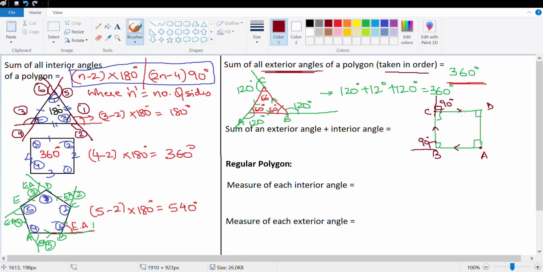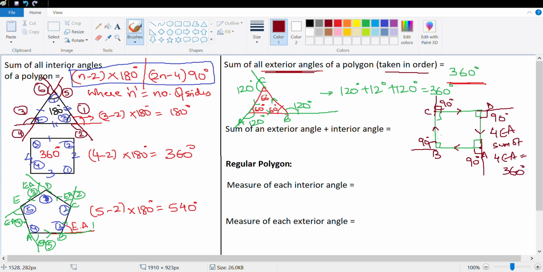From C, I move to D and I extend this here, this is my third exterior angle, again 90 degree. And from D, I move to A and I extend DA. This is my fourth exterior angle, again 90 degree. So how many exterior angles? 4 exterior angles, and sum of 4 exterior angles in this case is 90, 90, 90 and 90, 360 degree.